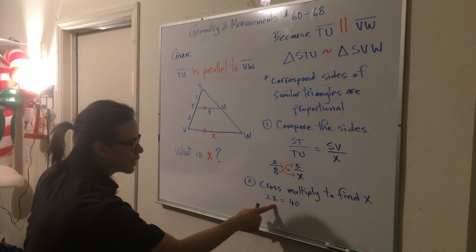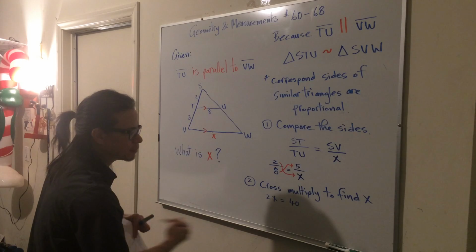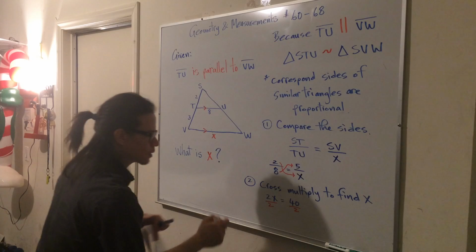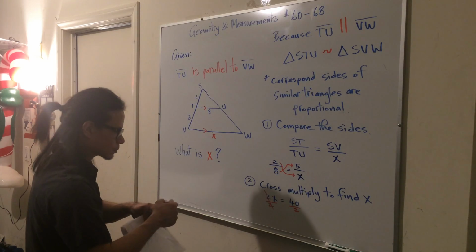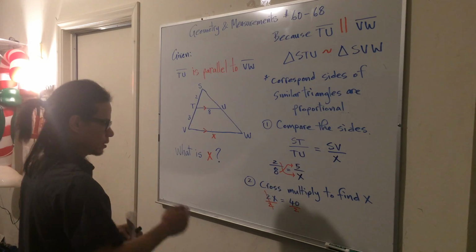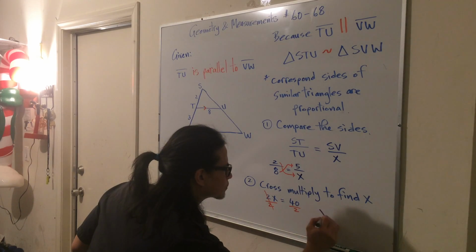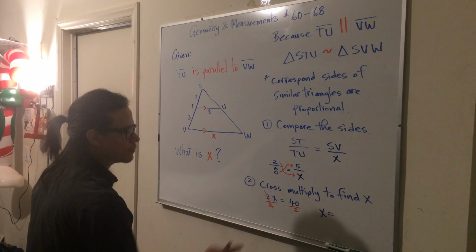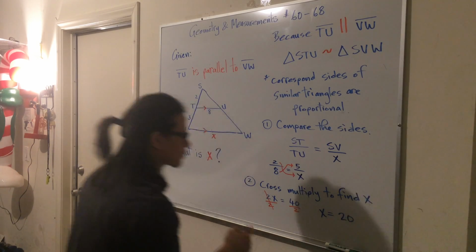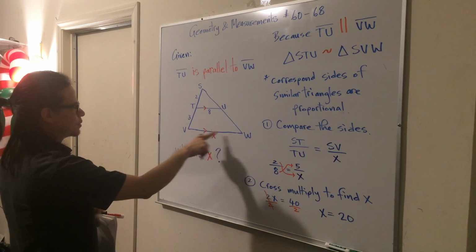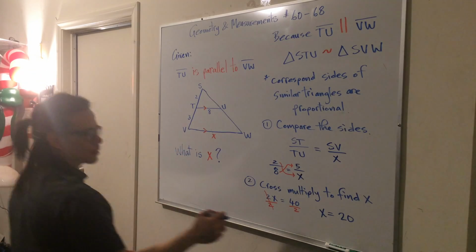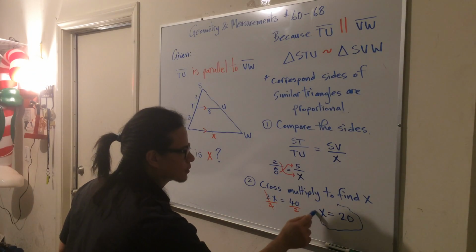Now, to get x by itself, what is the opposite of times 2? We'll divide by 2. So the 2 cancels out. Ultimately, x is equal to 40 divided by 2. So half of 40 is 20. This is 20 units long here, VW is. So that's our ultimate answer, final answer.